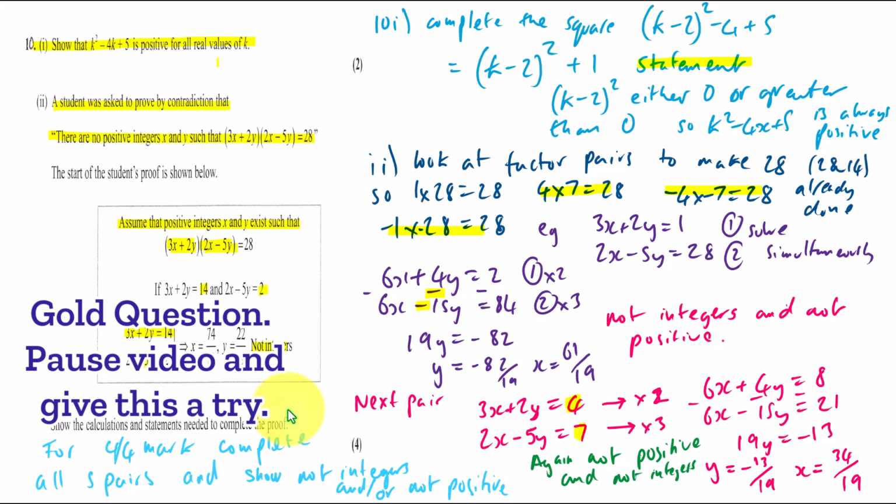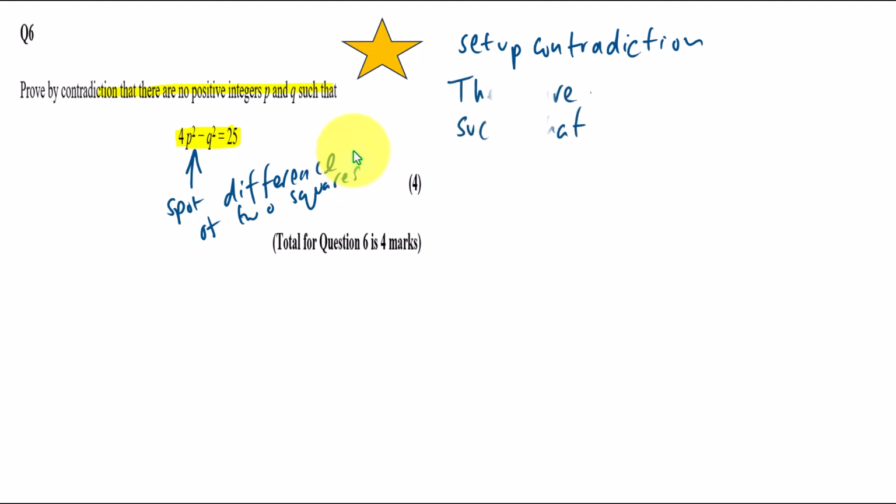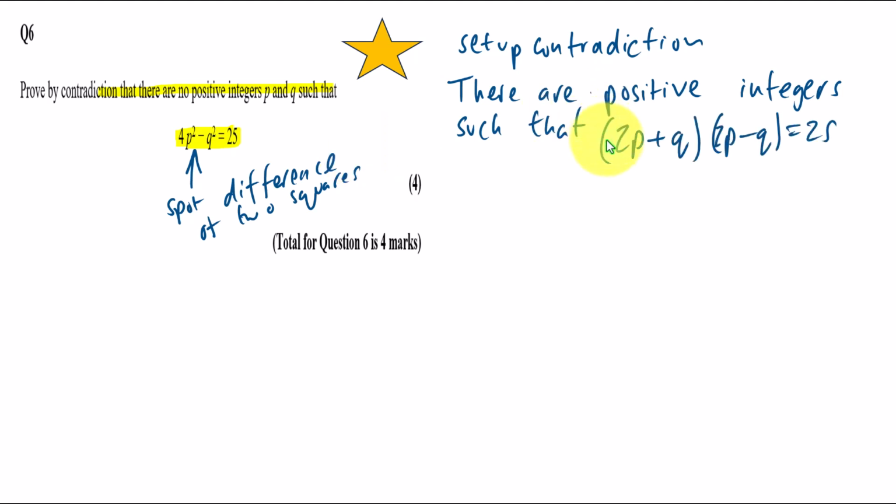So let's go back to this question we showed you in class a while back. This is 4 marks. Prove by contradiction that there are no positive integers p and q, such that this is here. So we've had the skill, of course we forget, and you were able to do this once I showed you the start. You're all very good at making the starting statement. Spot the difference of 2 squares here. Set up your contradiction. There are positive integers such that this factorised equals 25.